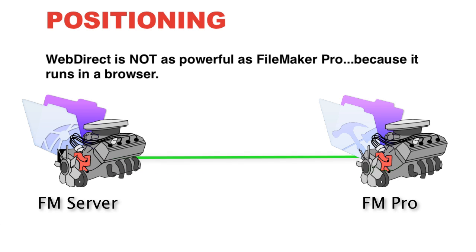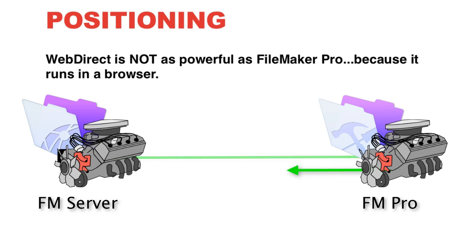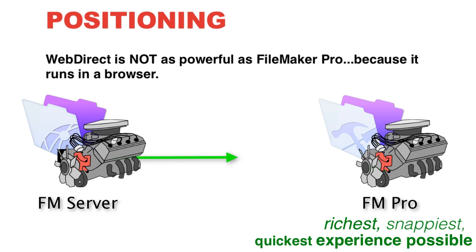And this interaction has been refined for more than 20 years, optimizing the performance of FileMaker Pro and the FileMaker platform. These two engines work together to process the data, to display it on the FileMaker Pro side for the user, to give the user the richest, snappiest, quickest experience possible. And it works really well.